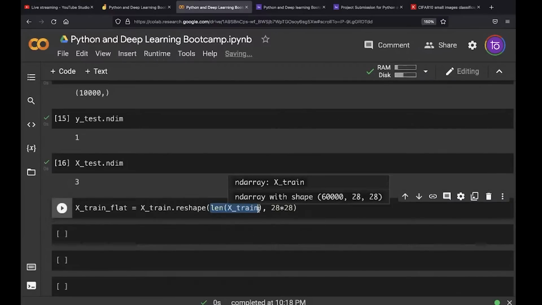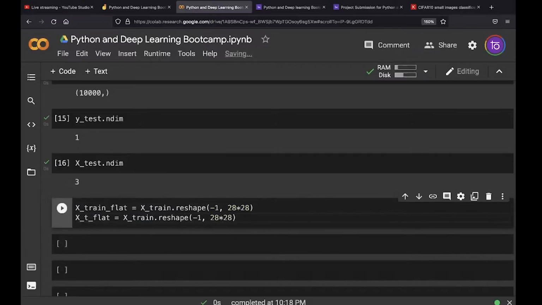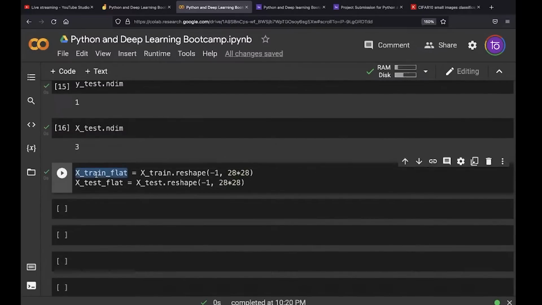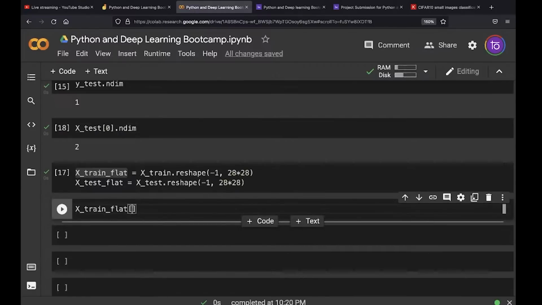If you are familiar with NumPy, then you can easily use the function reshape. I want to convert this in such a way that this will be the length. Or if you don't know the length, you can use -1 as well, so it automatically detects the length of the array, and then 28 by 28. That means 28 by 28 will give the multiplication of the entire pixels, okay? Now let me copy this and paste it over here because we have to do it for the test value as well. Now I'm going to run this. Now let's check whether the dimension has been changed or not. We need to check for the images. It is two dimensional, right? So now let's check what the dimension will be.